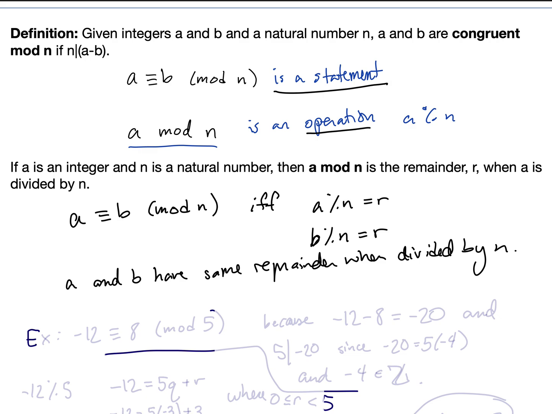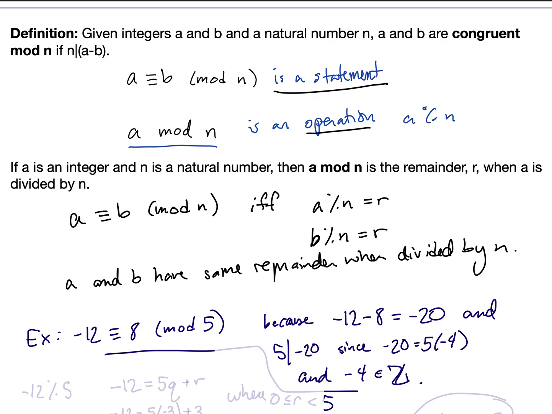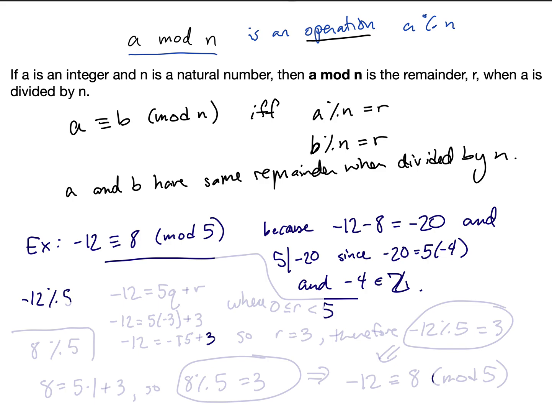So for example, negative 12 is congruent to 8 mod 5. We could see this using either definition of congruence mod 5. One way we could see that is because using the original definition, negative 12 minus 8 is equal to negative 20, and 5 divides negative 20 since negative 20 is equal to 5 times negative 4, and negative 4 is an integer.